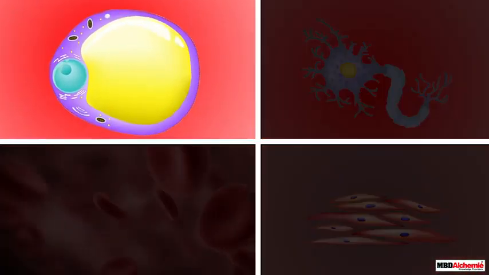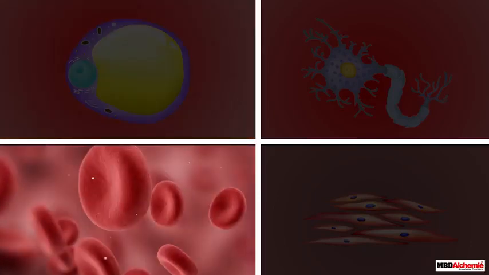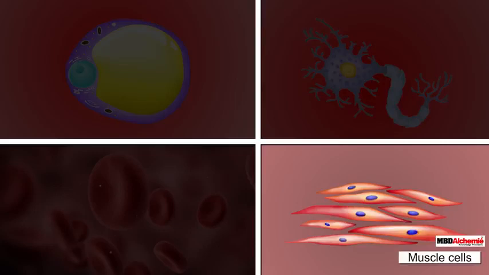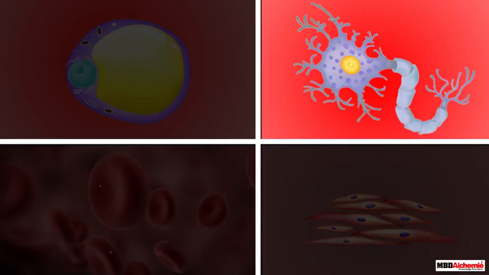Cells may be round in shape, for example, fat cells. They can also be spherical in shape, for example, the red blood cells. There are some cells that are long and pointed at both ends, for example, the muscle cells. Sometimes the cells are quite long, for example, the nerve cells.